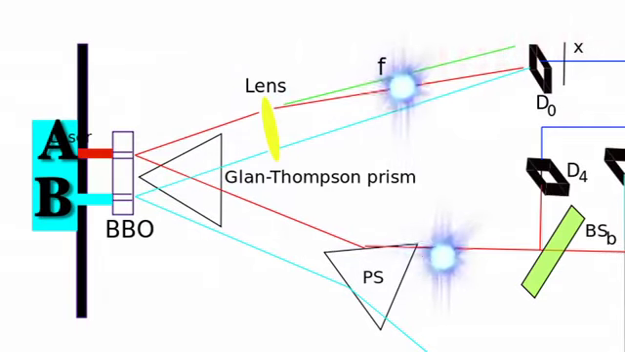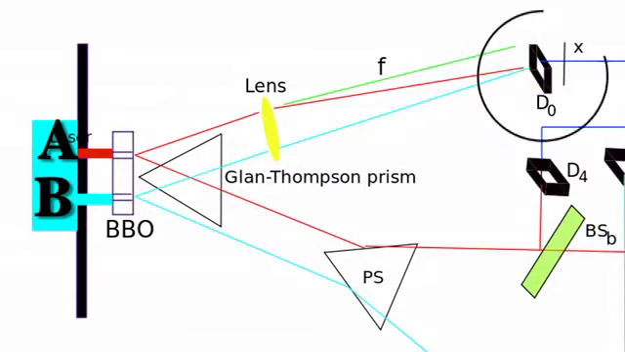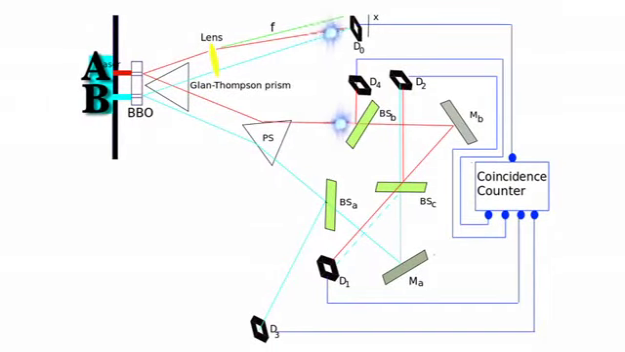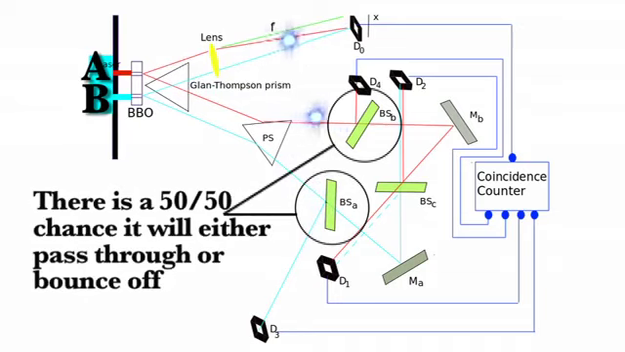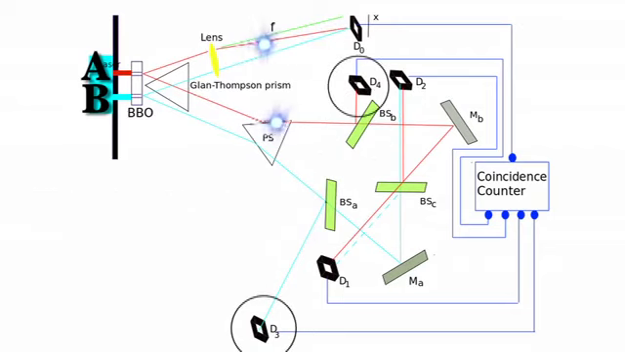But the other entangled photon goes the other way, and because it is entangled, it will affect the result of its twin that went to D0. Now the other photon from either A or B goes through the prism and hits either BSA or BSB. At both of these, there is a 50-50 chance it will either pass through or bounce off and go to either D4 or D3. Now if the photon hits either one of these detectors, notice what happens.